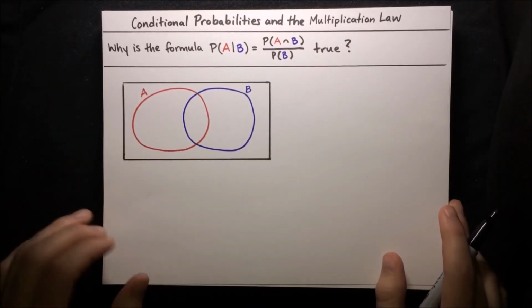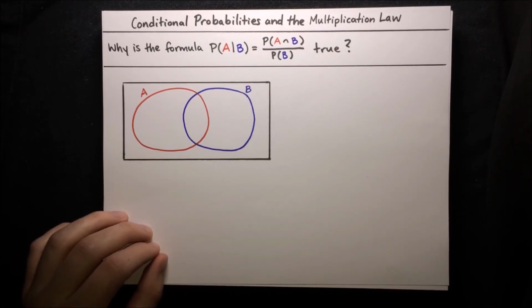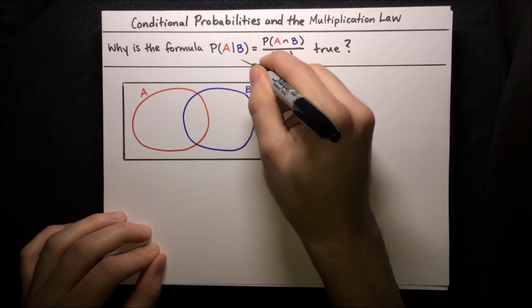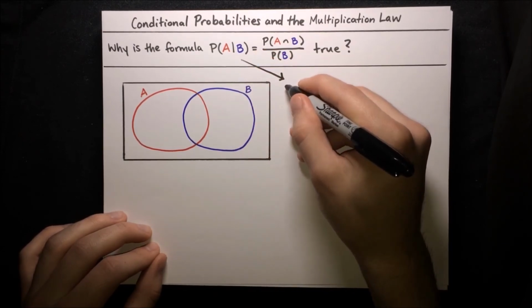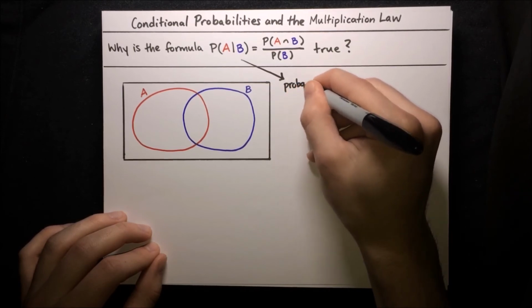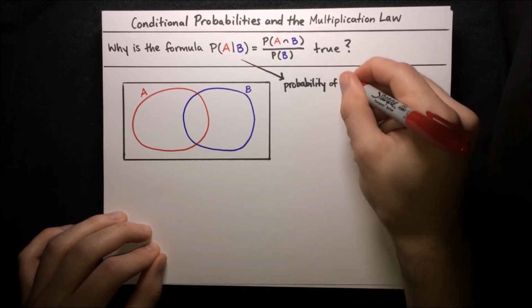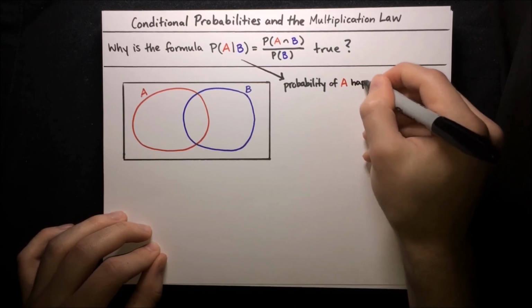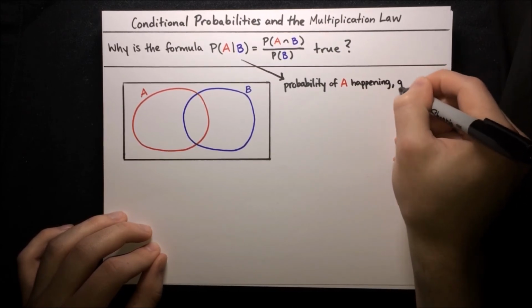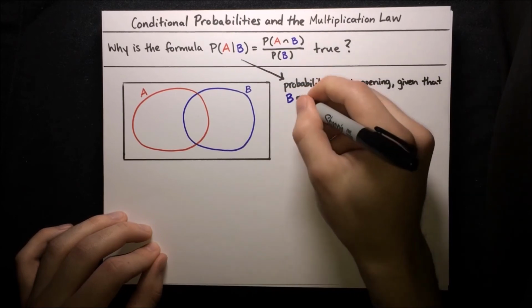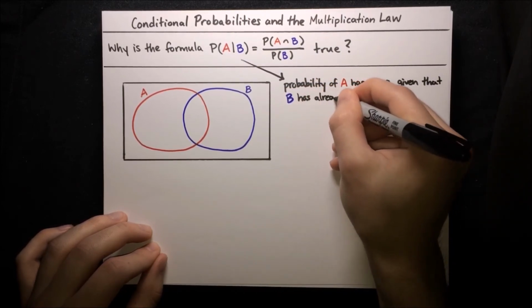All right, so lastly, why is the formula that the probability of A given B is equal to the probability of A and B divided by the probability of B even true in the first place? We've just been assuming that it works up until now, but let's actually see why it works. Why don't we go ahead and translate this probability into just plain old English? So the probability of A given B, that's really just the probability of A happening given that B has already happened.